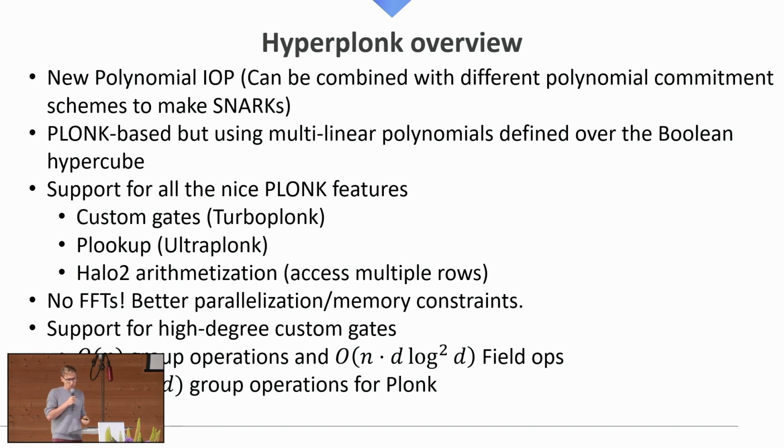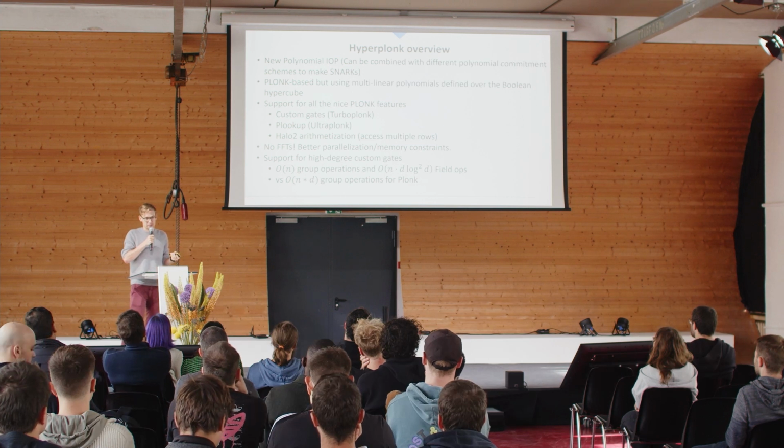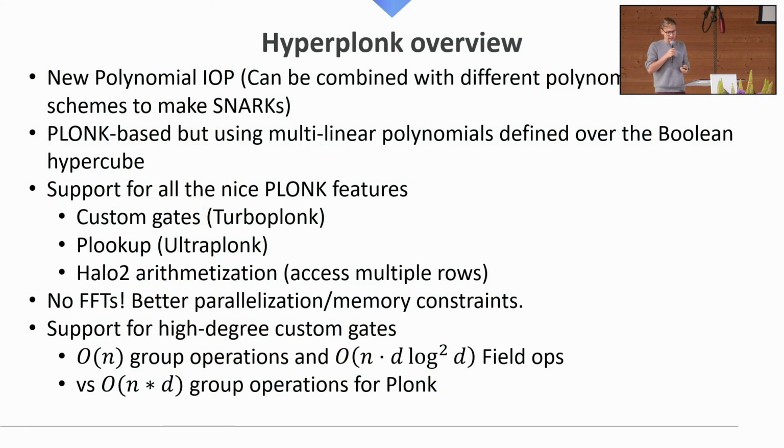Additionally, we support not just normal custom gates, but more complicated custom gates, so-called high-degree custom gates. In particular, unlike in Plonk, if you have a custom gate and you make it too large, you basically pay for it in terms of group operations. And in Hyperplonk, the higher degree or the more complicated your custom gate becomes, you still have to pay for it, but you pay for it in so-called field operations, which are much, much cheaper than group operations. So in effect, this allows you to use more complicated custom gates.